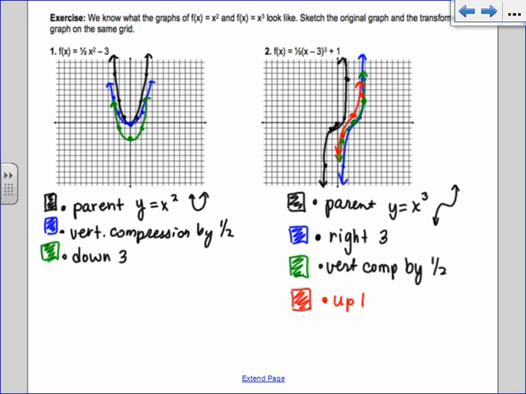Okay, so ideally you won't have to do this every single time. You won't have to do every single transformation. You're just going to know where the graph is going to go, and you can just draw the final one all at once. Do you guys understand what I'm saying?